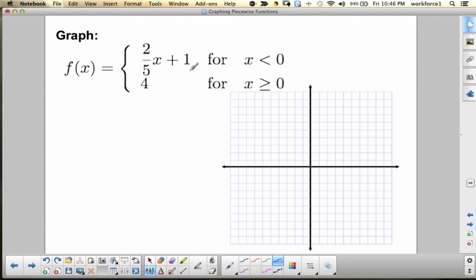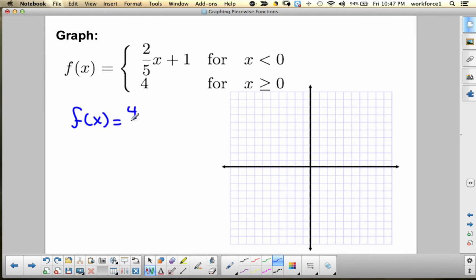One piece is for a straight line, a linear function, for all the values of x that are less than 0. And the second piece of this function is a constant function, a horizontal line, for all the x values greater than or equal to 0.